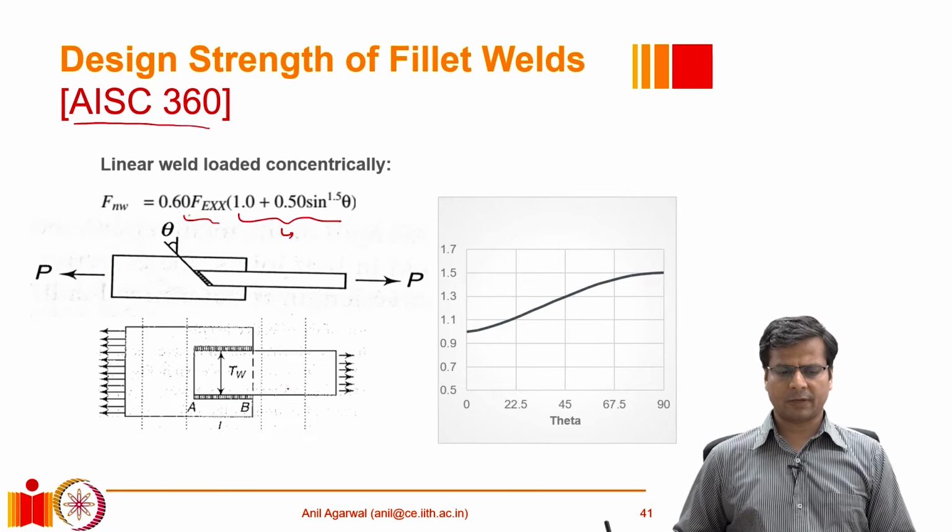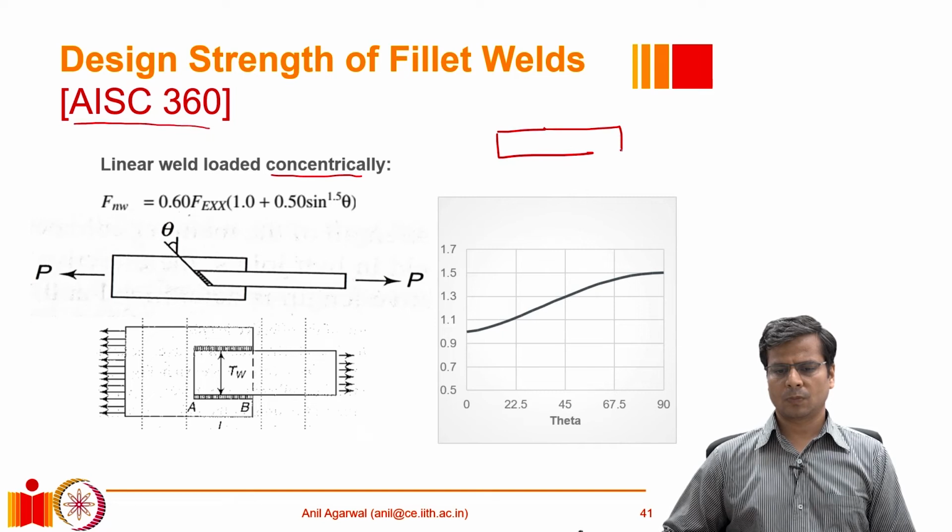For example, if I have a connection like this where the load is applied concentrically, that is an important condition. Only in these conditions can this equation be applied. For example, it cannot be applied to a condition where this weld is bigger than this weld and it is being pulled in the middle. It also cannot be applied if the welds are symmetric but the load is not concentric.